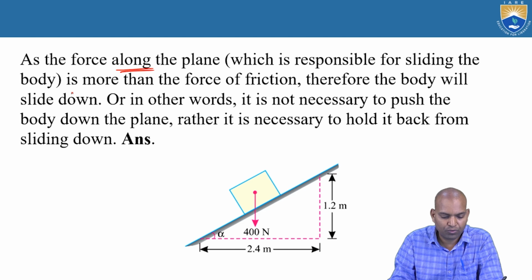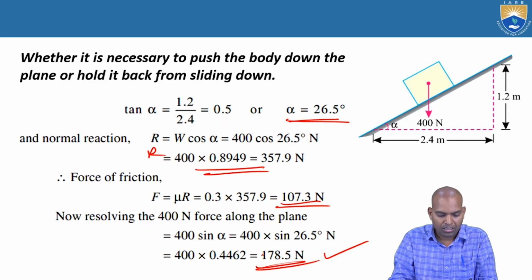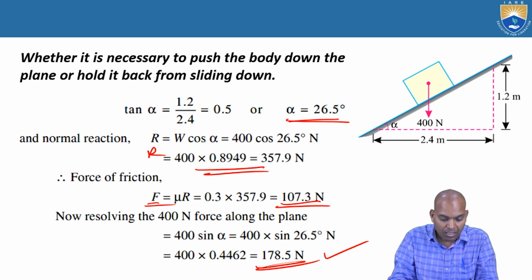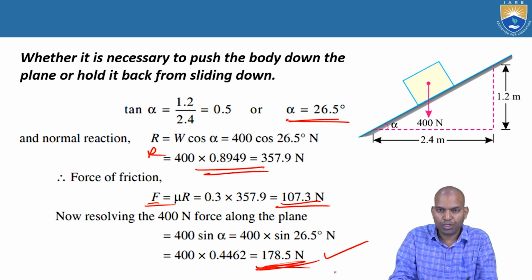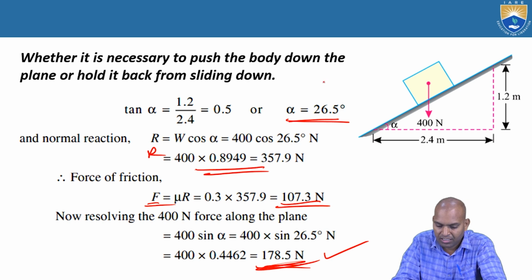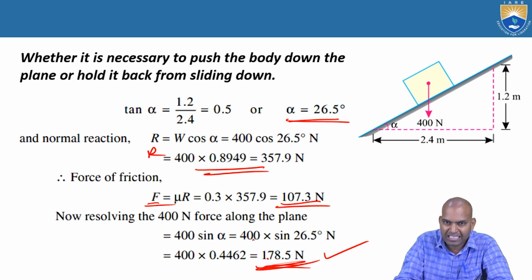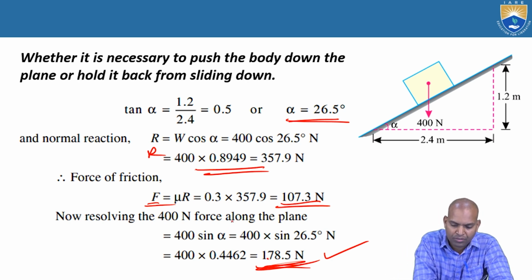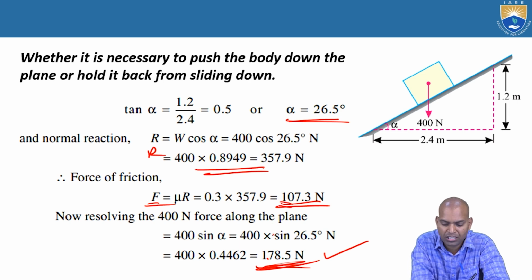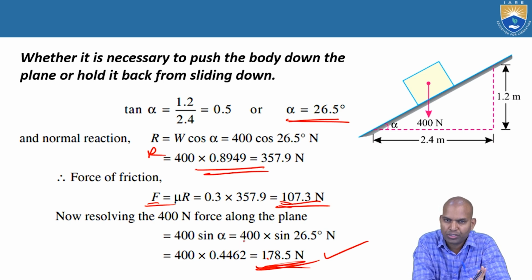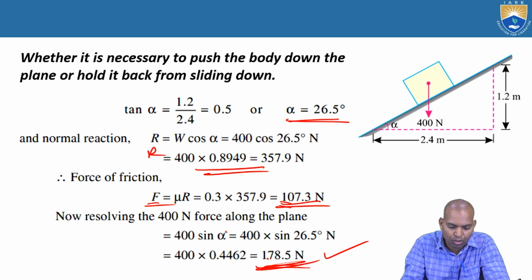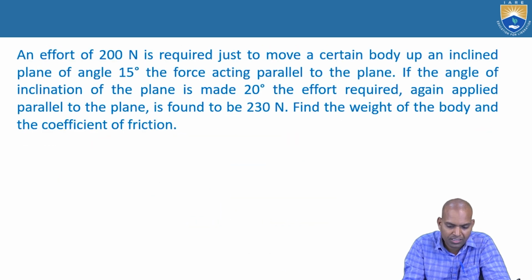The sliding down force, the frictional force obtained here is 107.3. The along-the-plane force is 178.5 newtons, which we obtained here. This 178.5 is greater than the maximum force of friction, that is 107.3. That means there is no need to apply any force. Automatically the body will slide down. That is what it means.